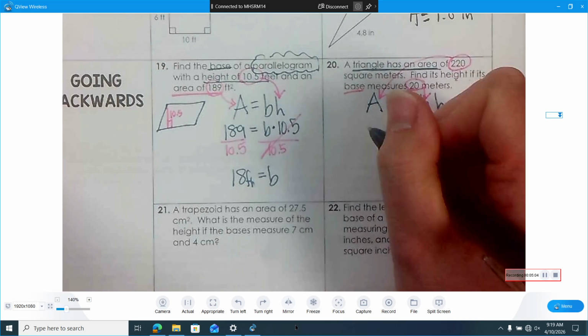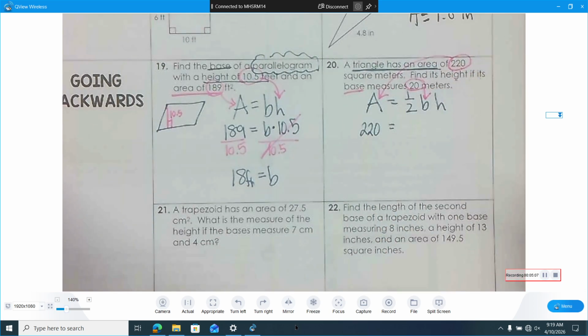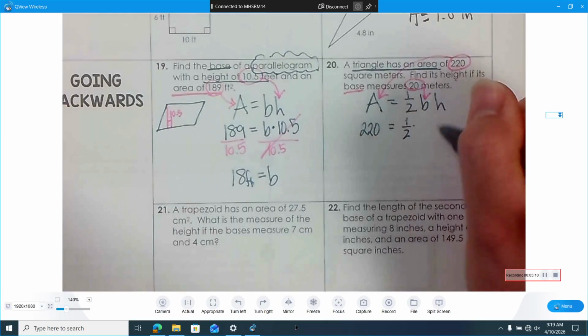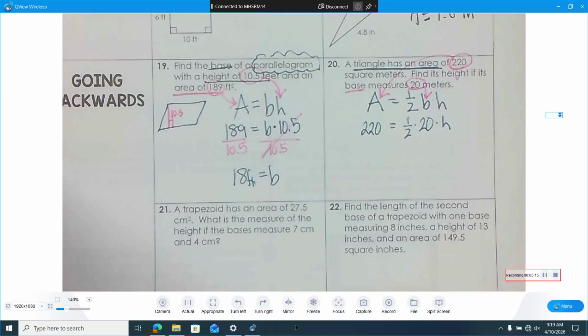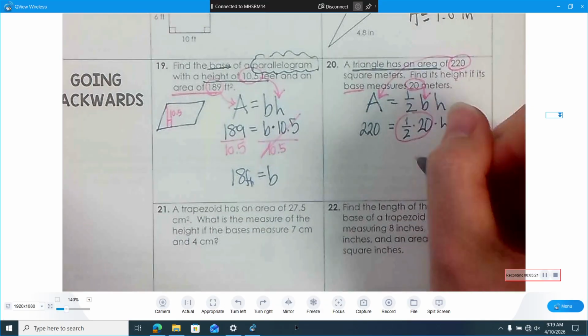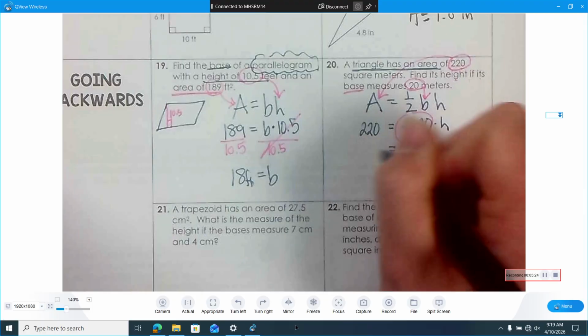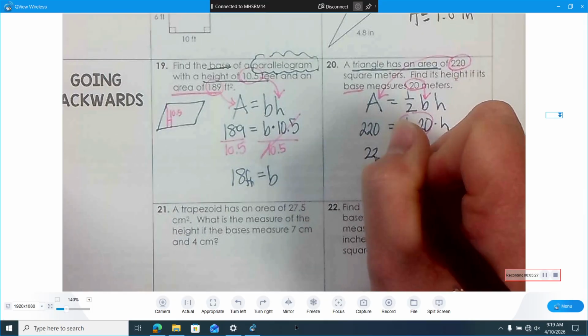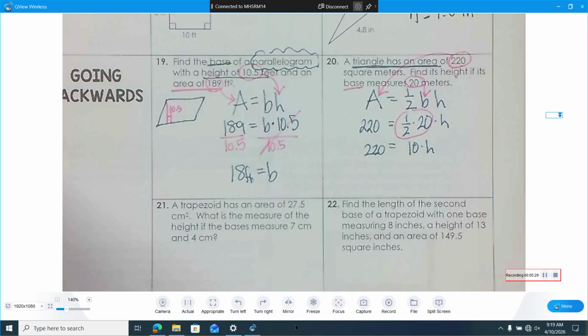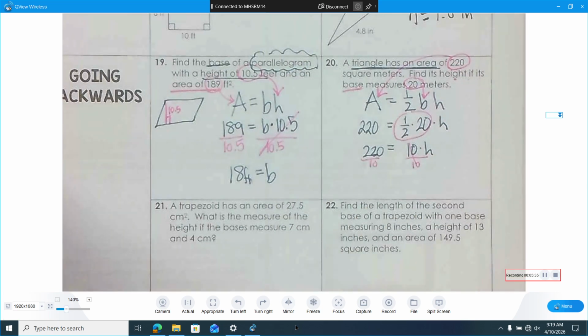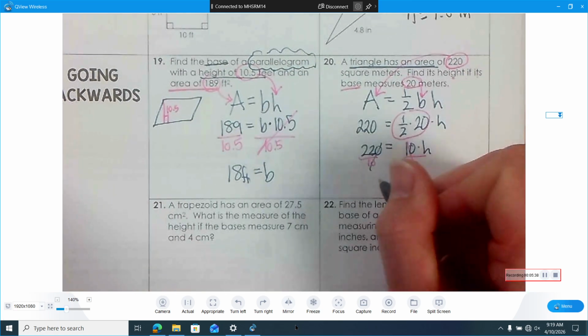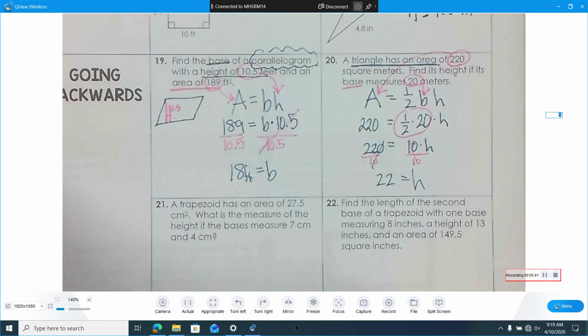So let's plug in what we know. We know the area was 220 meters squared, and then we have 1/2 times our base, which was 20, times the height. So I'm going to do a little bit of cleanup. What is half of 20? 10. So I have 220 equals 10H. And how do we get H by itself? Divide by 10. Yeah, absolutely. So we get H equals, hey, the zeros just cross out, and I get 22. And I guess we're talking meters, 22 meters.